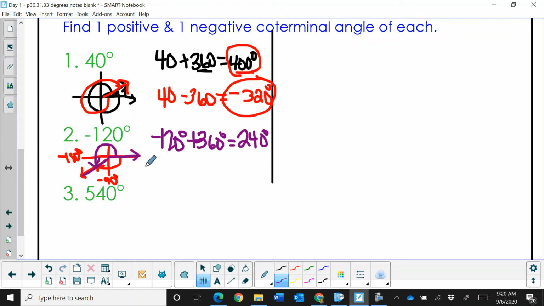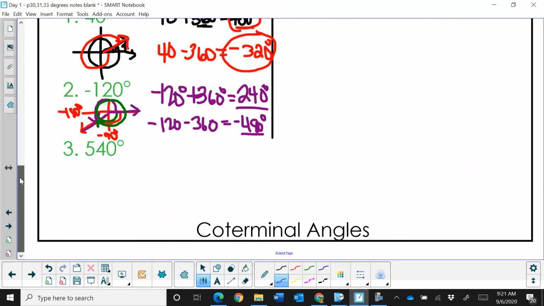Now with negative 120, if I want to get another negative one, I'm going to subtract 360. In other words, I'm going to keep going in that negative direction. So I'm going to start here on the positive x-axis, loop once and then back around. So I'm going to add a negative 360 to that. When I add negative 360 and negative 120, I get negative 480. So there are two angles, 240 and negative 480, that have the same initial side and same terminal side, and they're called coterminal angles.